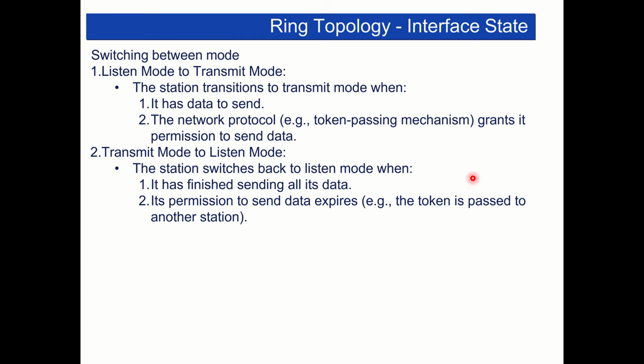So let us look at the switching between modes, which means switching from listening mode to transmit mode, and from transmit mode back to listen mode. The switching from listen mode to transmit mode happens when the station has data to send, and the network protocol, such as the token passing mechanism, grants it permission to send the data.